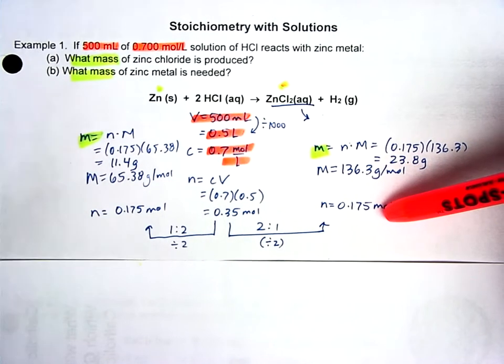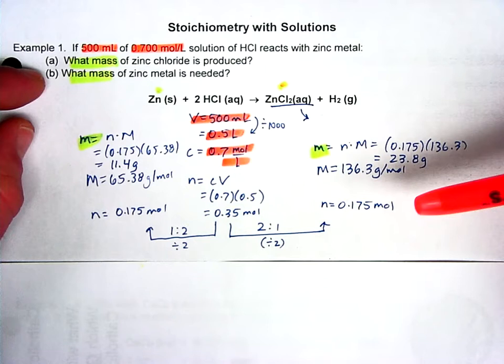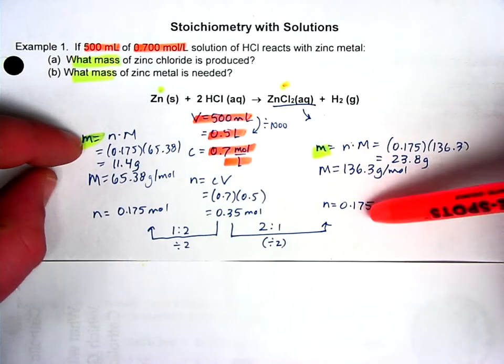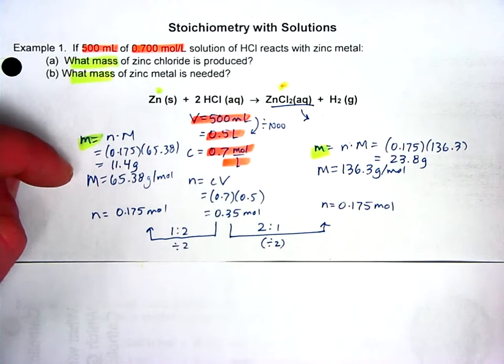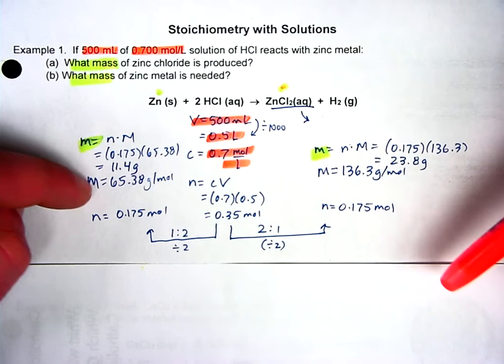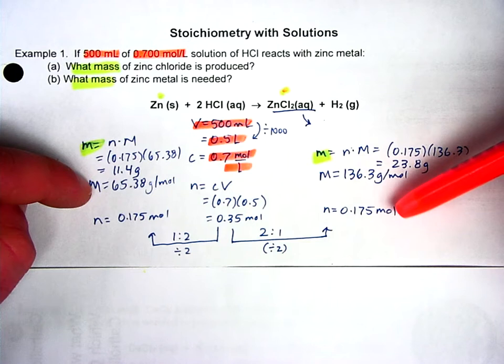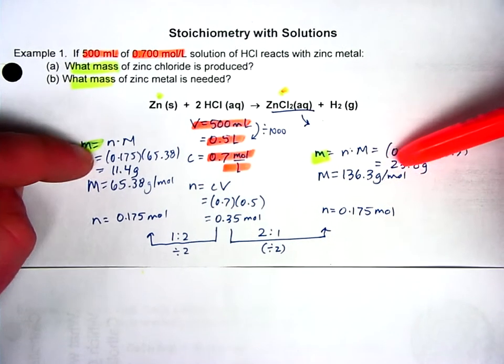And going up the table, because this is a mass, and we're also looking for the mass here, even though this is a concentration, we are looking for the mass. We're going to use molar mass. So the molar mass of zinc is 65.38, zinc chloride is 136.3, and we're going to multiply.